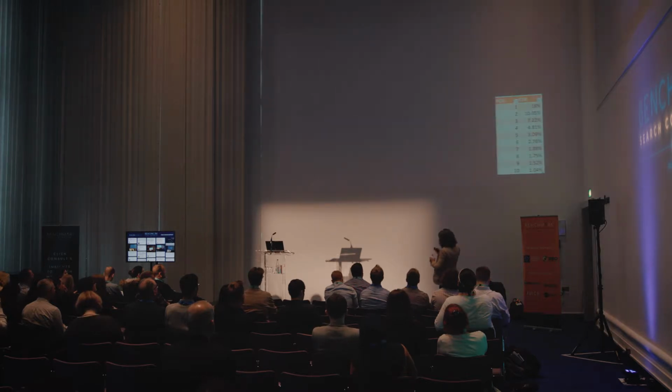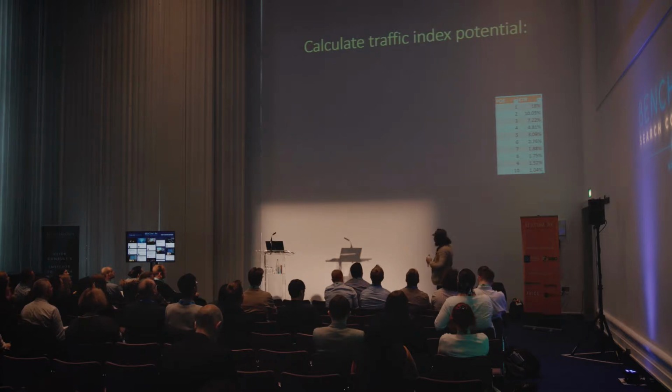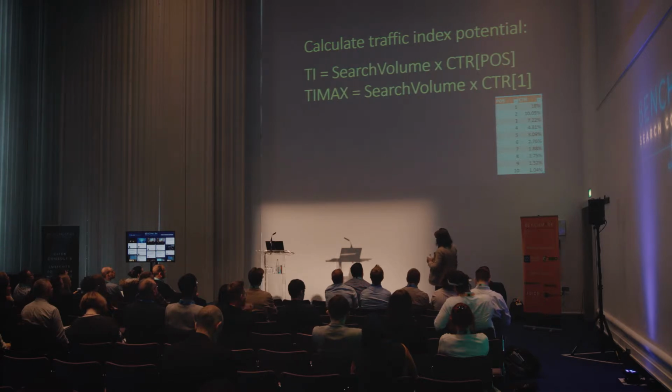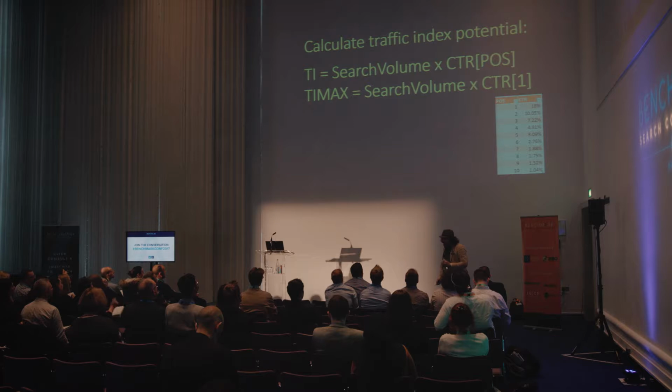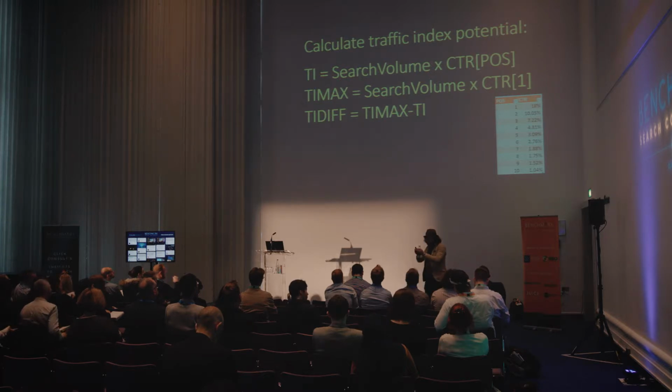or second. So I'm using this estimated click-through rate on the table, and then I can go to Excel and build a big table for lots of keywords and try to calculate aggregated metrics, which I call traffic index. So what is traffic index? Traffic index is search volume multiplied by CTR based on position, and positions are here. TI max is the maximum traffic index, so the traffic index for position 1. So we always will be multiplying by 18%. And TI difference, it is where we are now versus where we could be if we would be first.